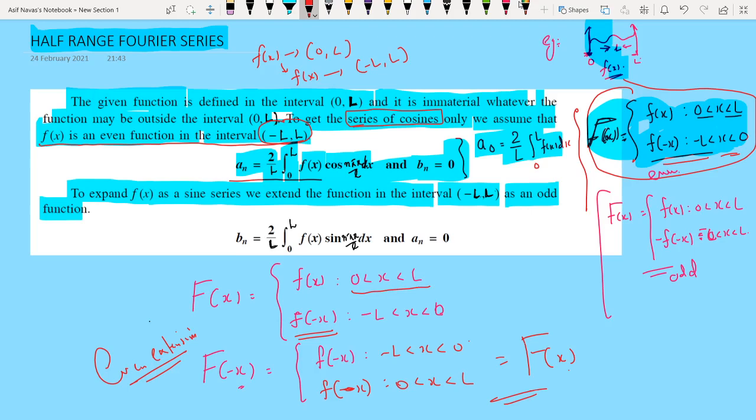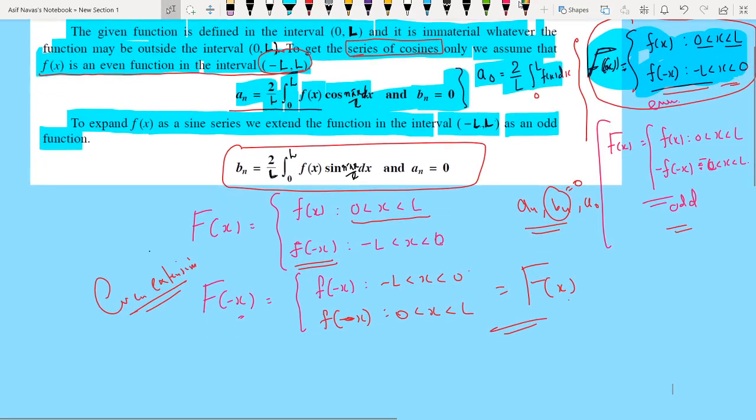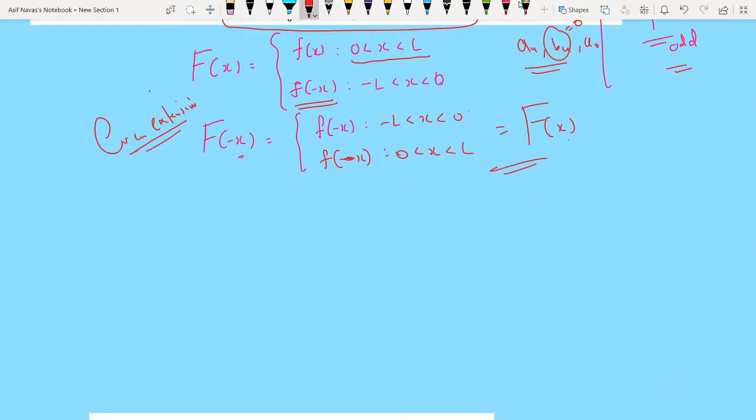While doing problems, we will not do this extension. We will just assume that the function can be extended as even, and we will find a0, an and bn. Bn is already 0 if it is an even function. Similarly, we can extend it as an odd extension. Any doubt? This is a somewhat difficult concept. If you have any doubt, you can ask me. Similarly, you can do the odd extension, and you will get minus.